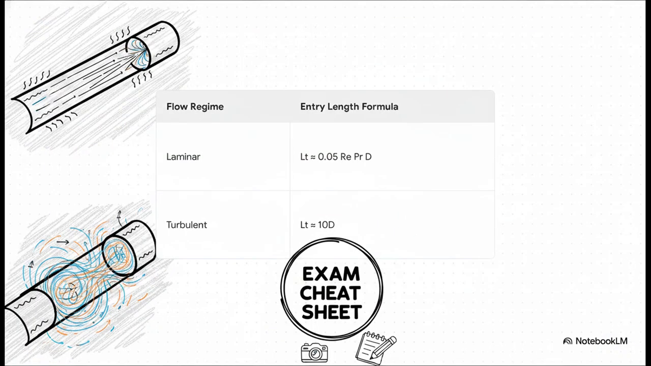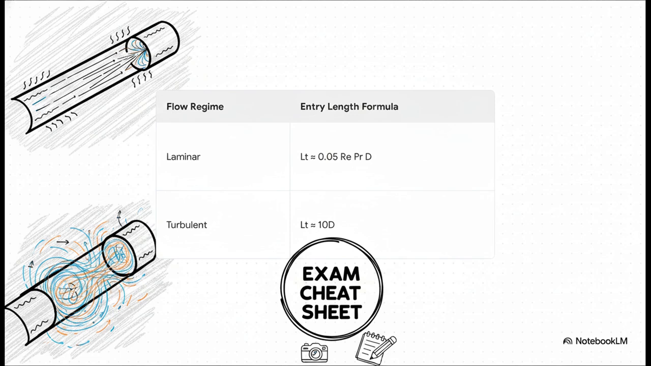Now, you might want to literally take a screenshot of this table right here because it is your ultimate exam cheat sheet. For laminar flow, L sub t is approximately equal to 0.05 times the Reynolds number times the Prandtl number times the diameter. See how heavily it relies on Re and Pr?